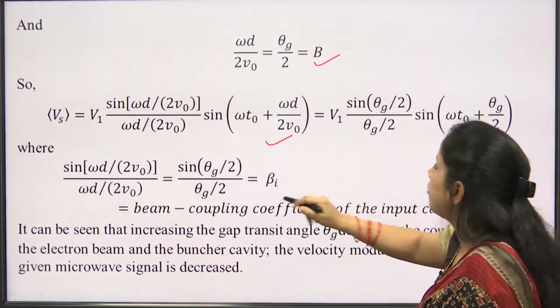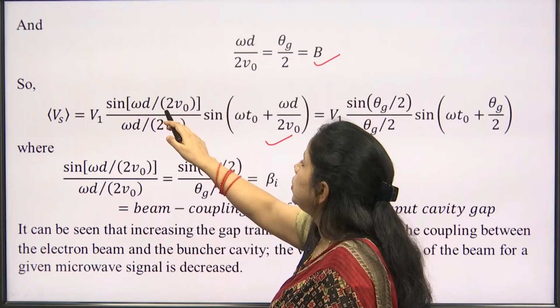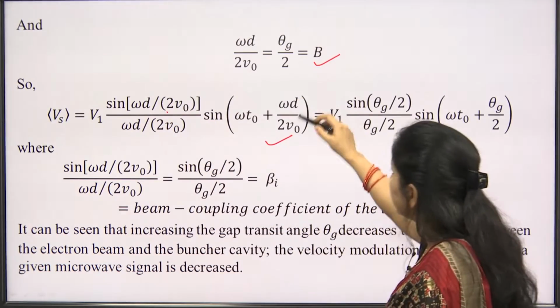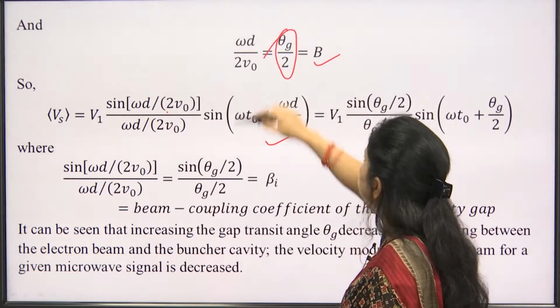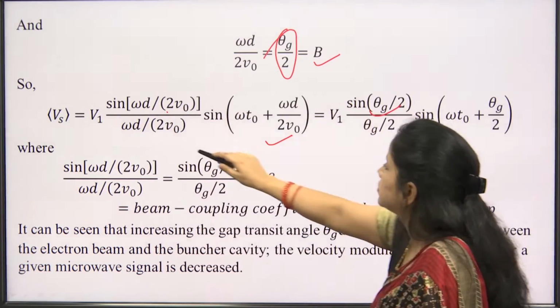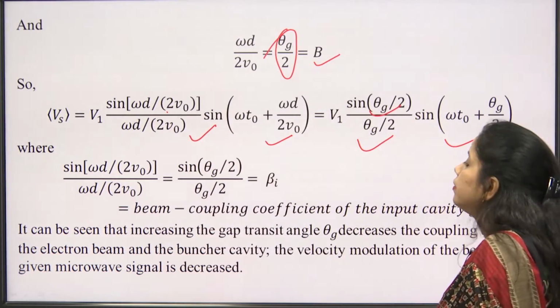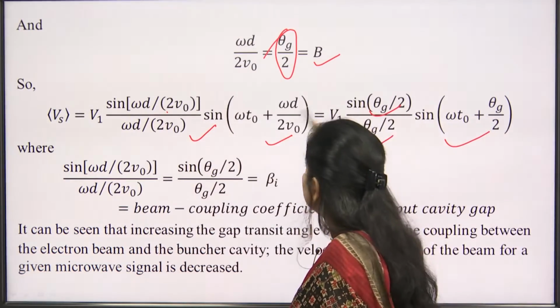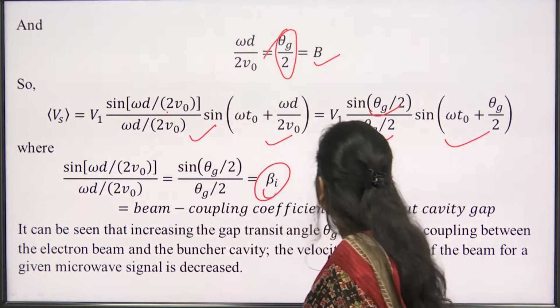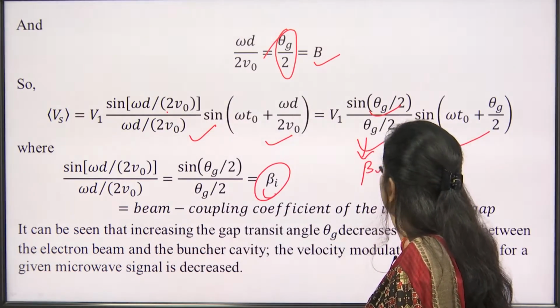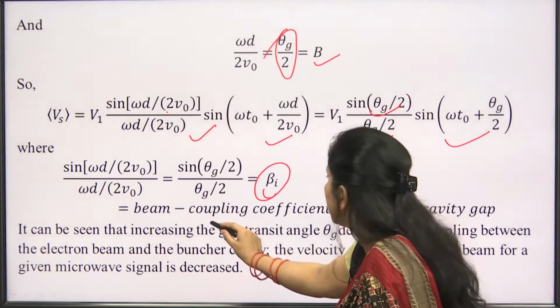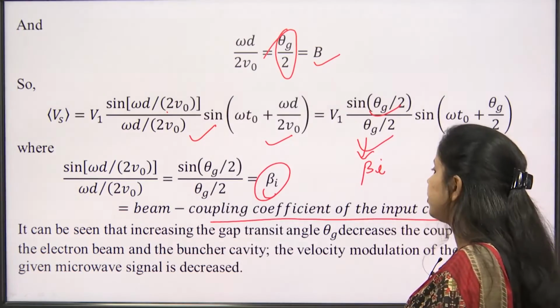Now, what do we have? Omega d upon 2 V naught is our theta g by 2. So, we are replacing it here, same here, theta g by 2, and this is represented as beta I, and this is the beam coupling coefficient of the input cavity gap.